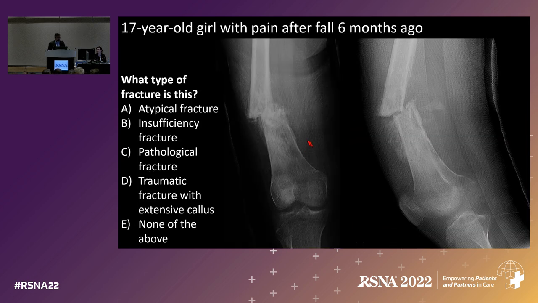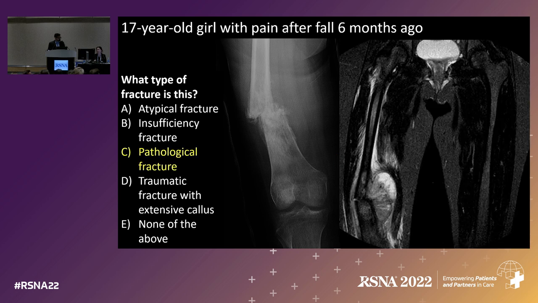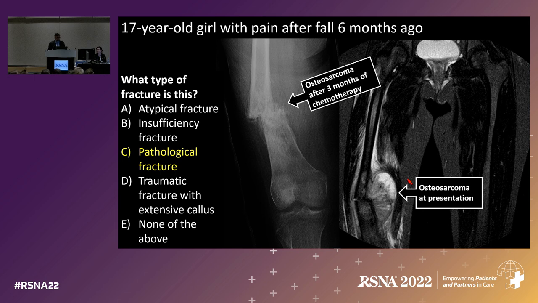Case two. This is a 17-year-old girl with pain after a fall 6 months ago. Just two images here for you. You can see this transverse fracture, lots of dense stuff. So what kind of fracture is this? Atypical, insufficiency, pathological, traumatic. So this is the osteosarcoma at presentation, and this thing that maybe to the uninitiated may have looked like exuberant callus was just the osteosarcoma with the osteoid matrix after chemo.